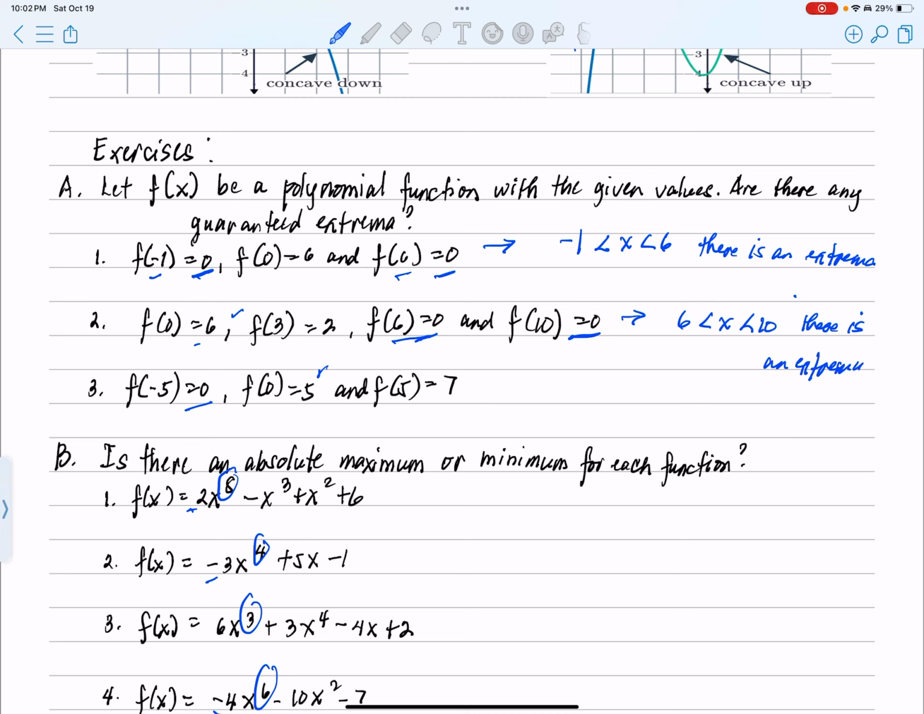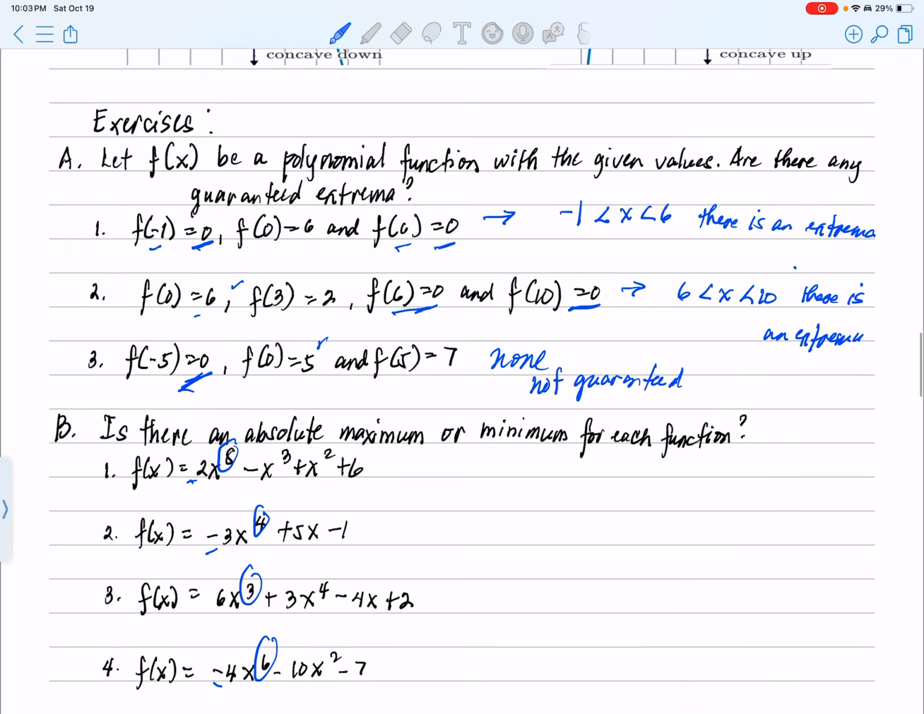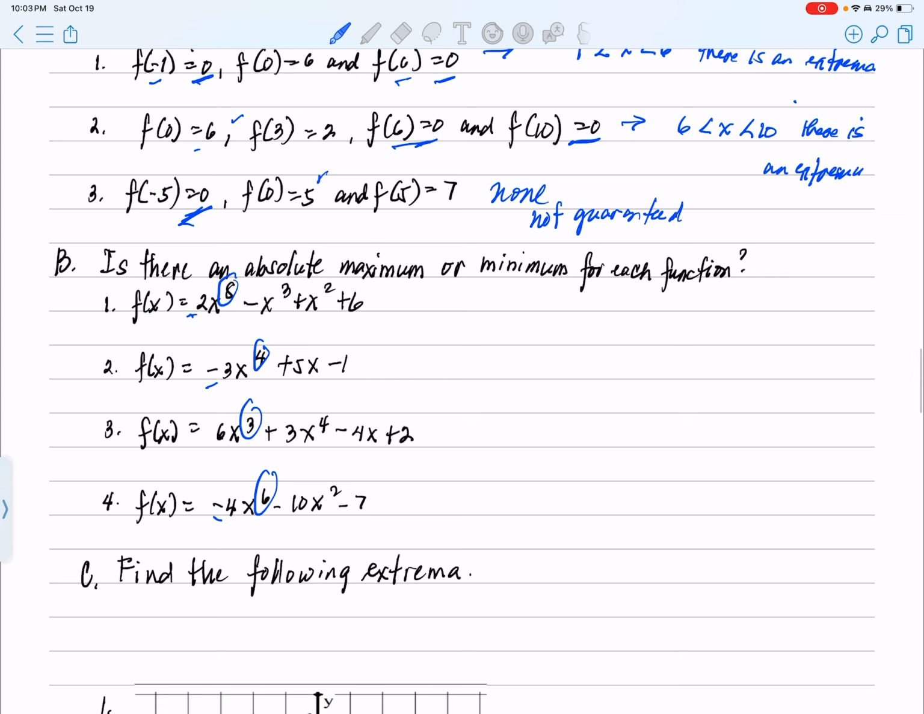In number 3, we only have 1 zero. You should have at least 2 zeros to have an extrema. So there is none. No extrema, not a guarantee. You cannot guarantee that you have extrema, whether it's minimum or maximum. Is there an absolute minimum or maximum for its function?